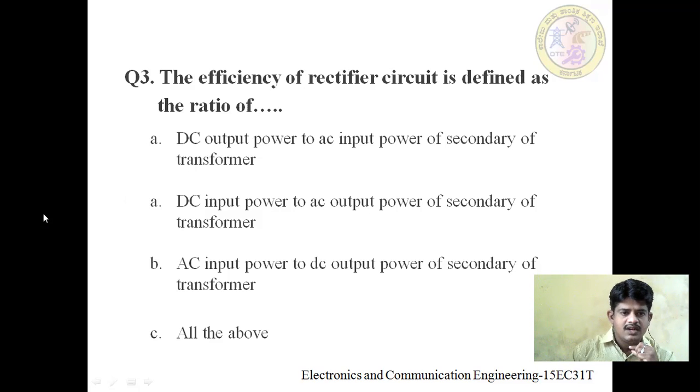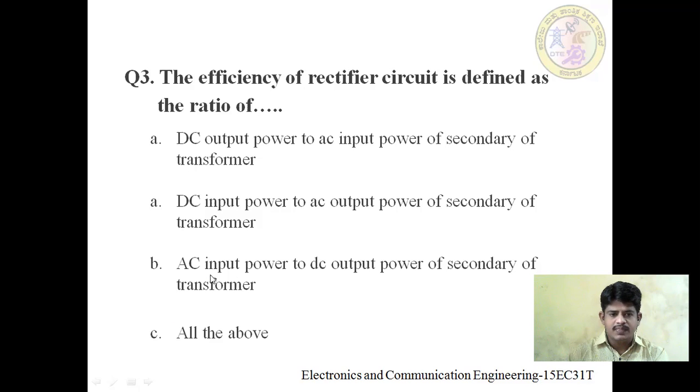So let's go with the answers. Once again, the first one is DC output power to the AC input power of a secondary of a transformer. We know that efficiency of a rectifier means output power by input power. So it's also saying output power to the input power, and output is DC power and input is AC power. It seems correct. Okay, let's see the other answer. The second option is DC input power to the AC output power. Is it correct? No. Is it the ratio of input to output power? No. We know that efficiency means output power to the input power, and this is in reverse. So it is not a correct answer.